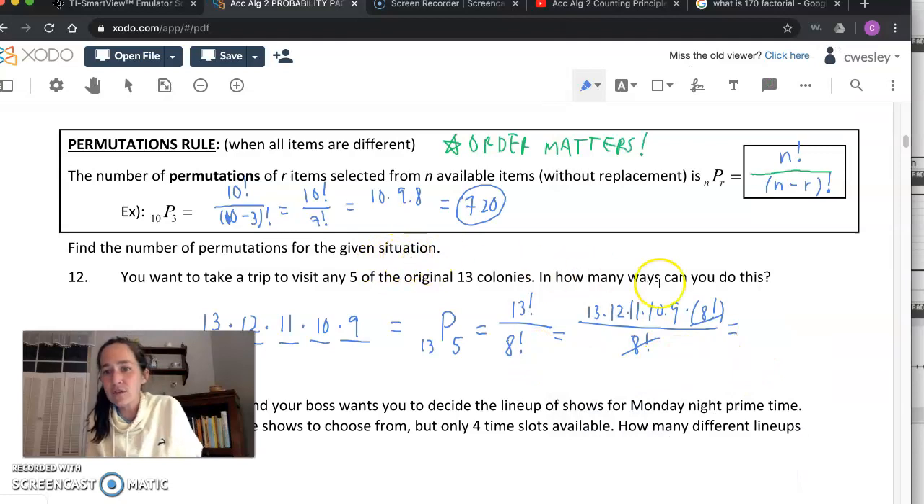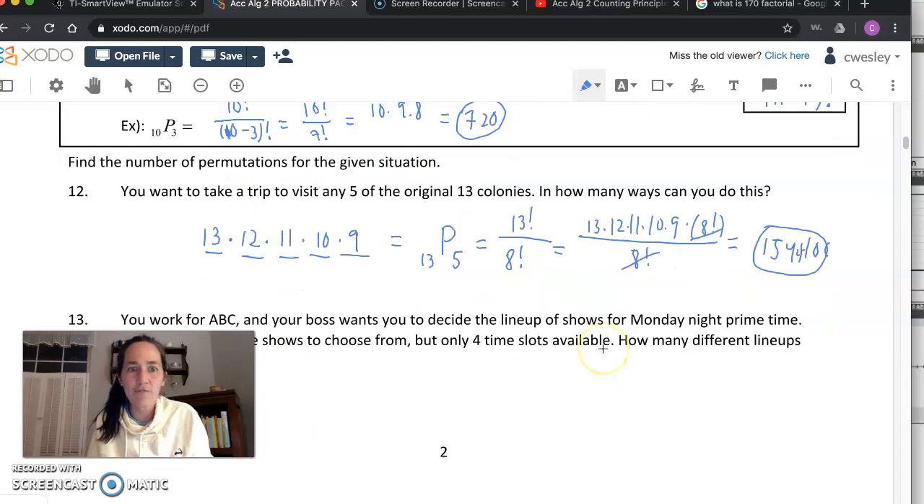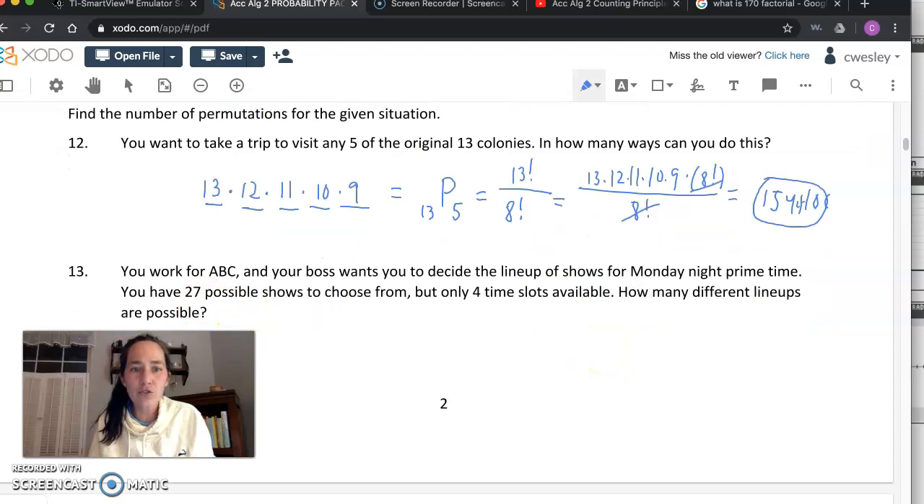154,440 ways you can do this. I'll write that here, 154, and then I think it was 440. That's a little bit sloppy. So 154,440 ways you can make that visit. Let's do the next one in a quick shorthand way.